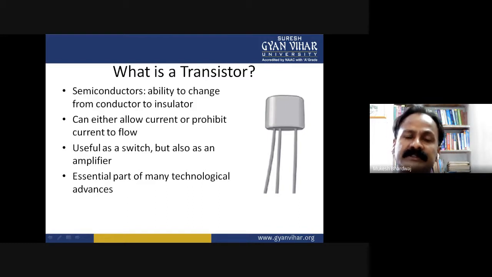There are so many transistors in existence. One example is shown in the picture. A semiconductor's ability to change from conductor to insulator can either allow current or prohibit current to flow. We know this property of semiconductors. It is useful as a switch, but also as an amplifier, and is an essential part of many technological advances.